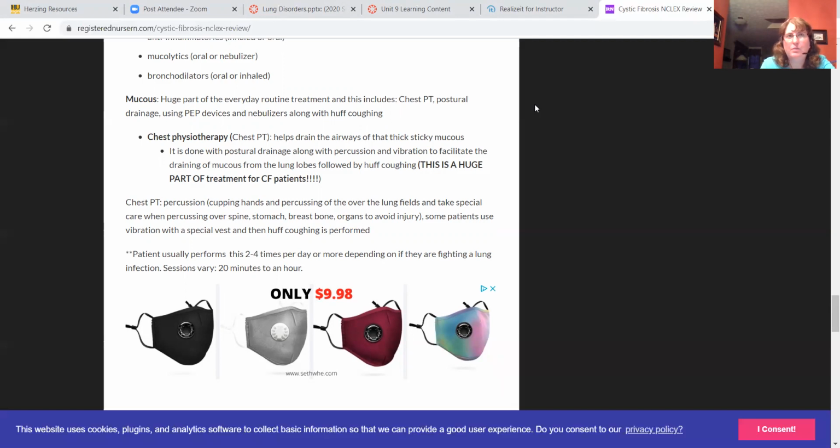And we actually have people that we know that have two kids that have this. One of the kids, and they're twins. The one is a boy, and he has it. He's the same age as my boys. And he has the respiratory part of this. So every day he does this religiously. They have their own machine at home that does the vibration. He has to do that every day. And they do the chest physiotherapy, all of that. So usually the patients perform this 2 to 4 times a day or more, depending on if they're fighting a lung infection. So sessions can vary 20 minutes to an hour.